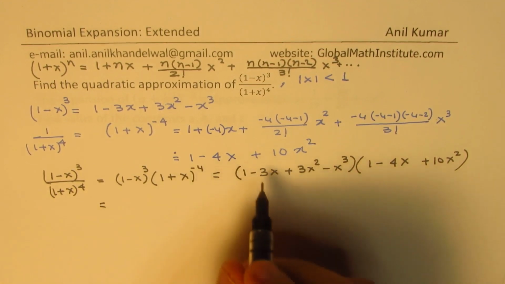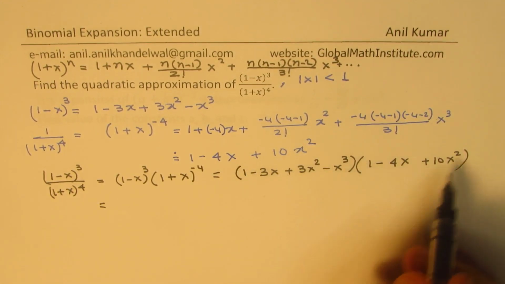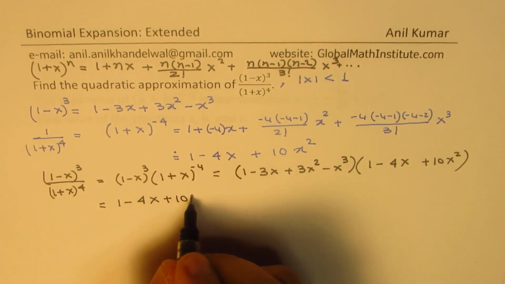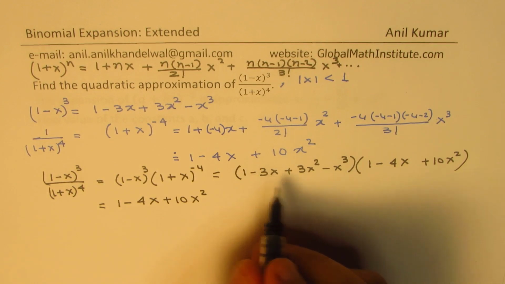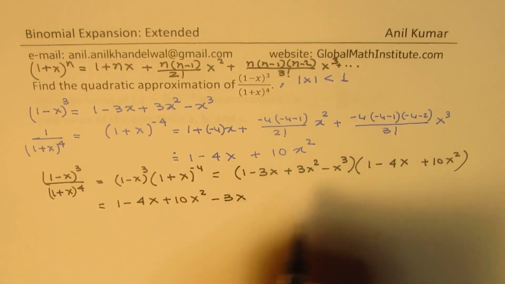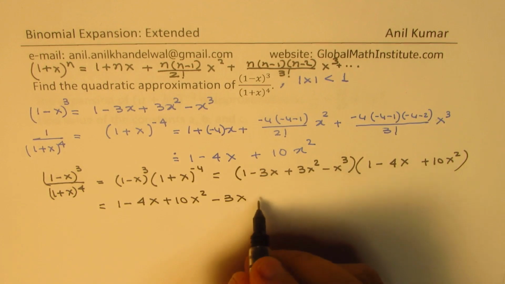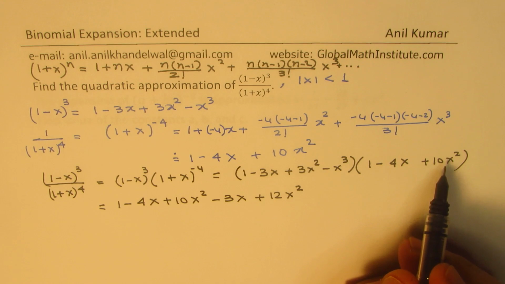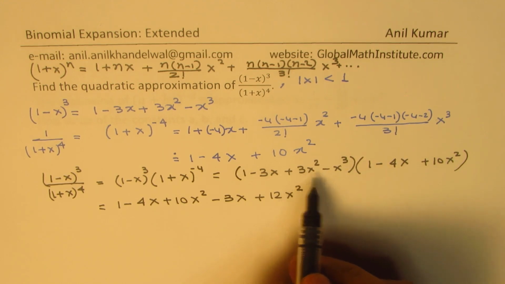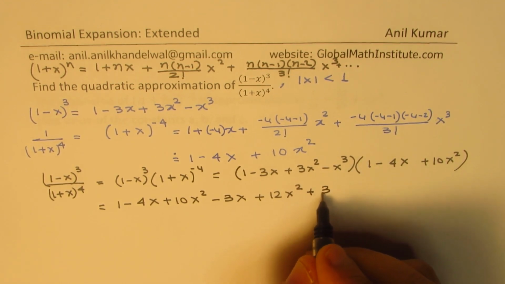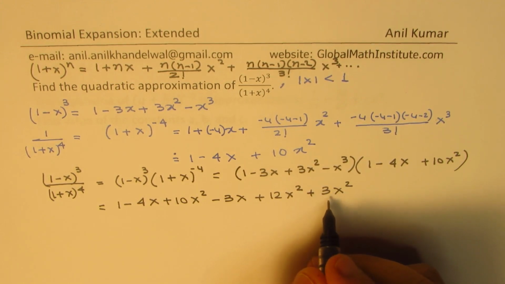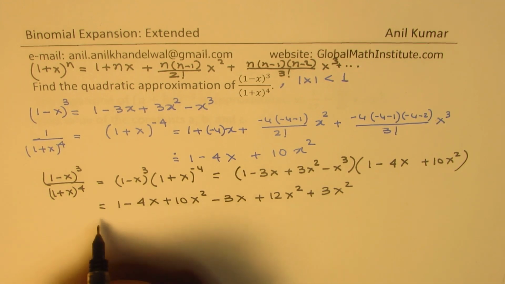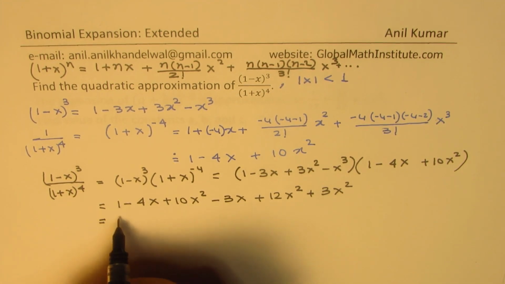Now let's expand. Multiplying by 1, we get all the three terms, which is 1 - 4x + 10x^2. Now multiplying by -3x, we get -3x. Minus 3x times minus 4x is plus 12x^2. And that will give us a higher term, so we'll forget about it. Or you can multiply 3x^2 with 1, and you get plus 3x^2. So these are the terms which you get up to the quadratic form. Now let's combine the like terms. We get the constant, which is 1.